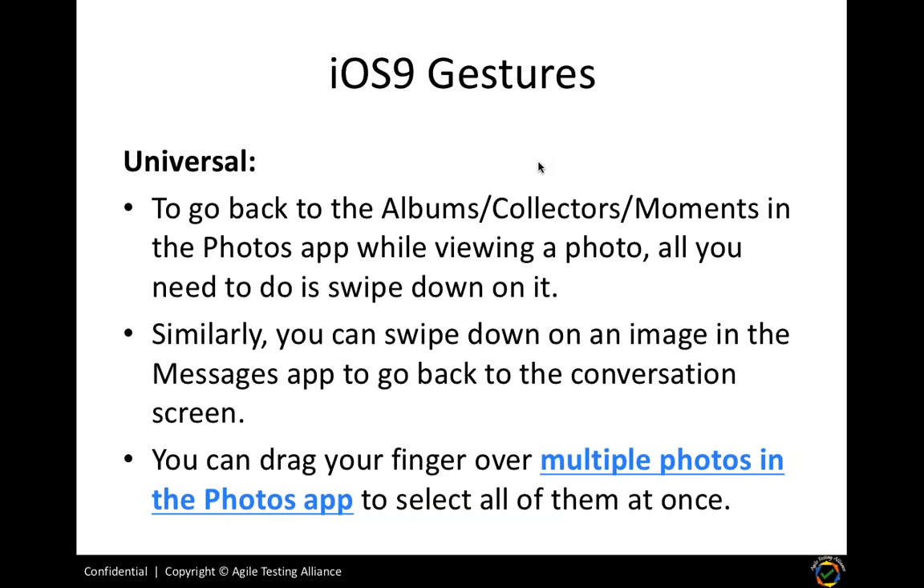Now, iOS 9 introduced certain features. Some of them were universal, which was across devices. For example, to go back to the albums, collections, or moments in the Photos app, all you need to do was to swipe down on it, and that is how you go back. Similarly, if you swipe down on a particular image, then it goes back to the conversation on that screen.